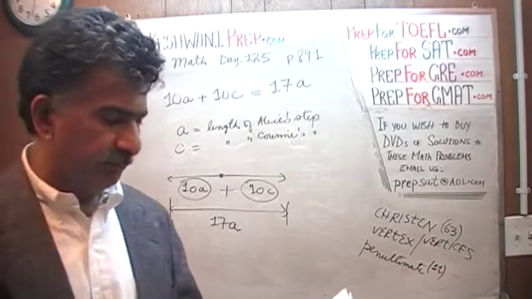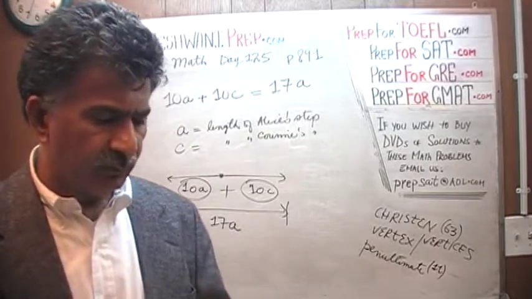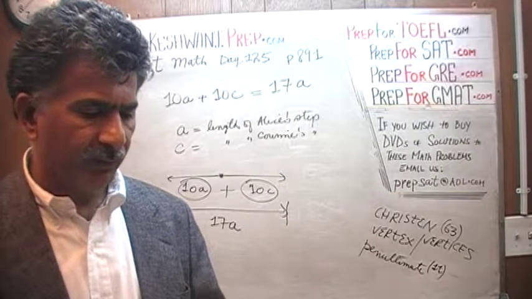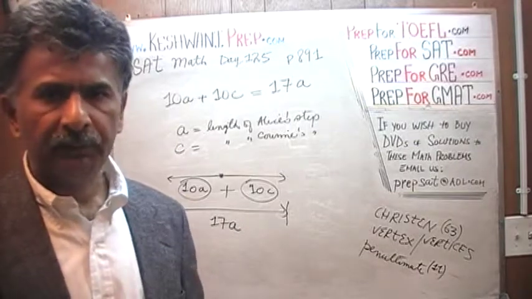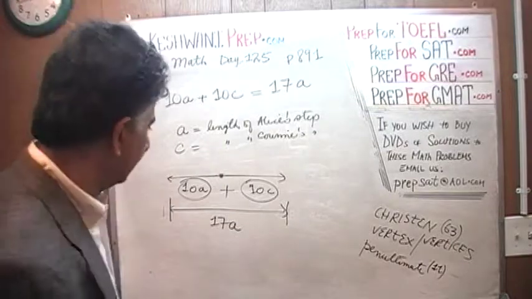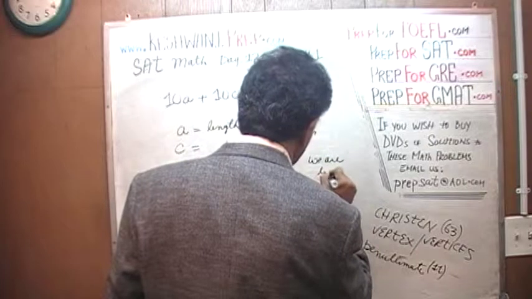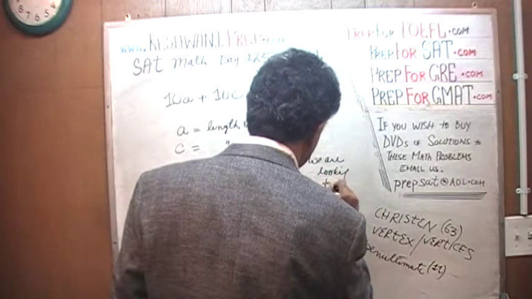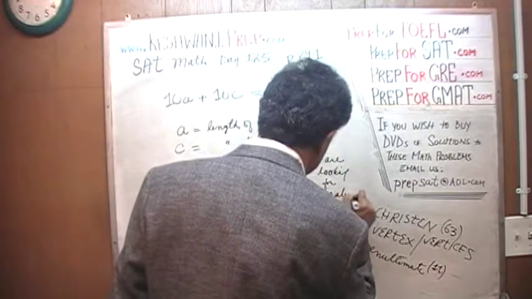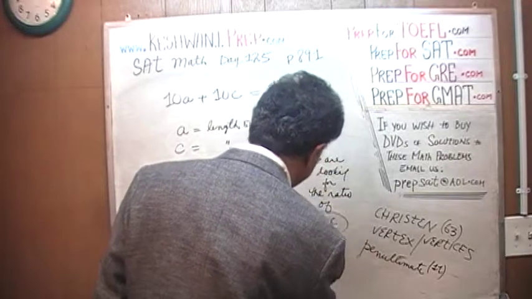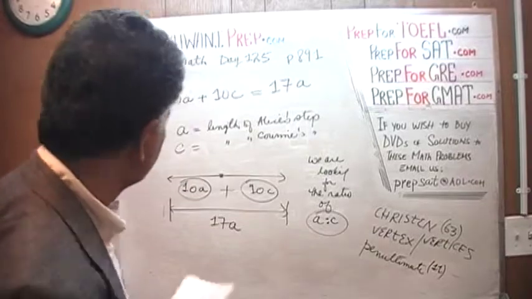And the question simply is, the length of one of Alice's steps is how many times the length of Corinne's step. In other words, they're looking for the ratio of A to C. We are looking for the ratio of A to C. Let's do it then. Enough said. Let's do it.